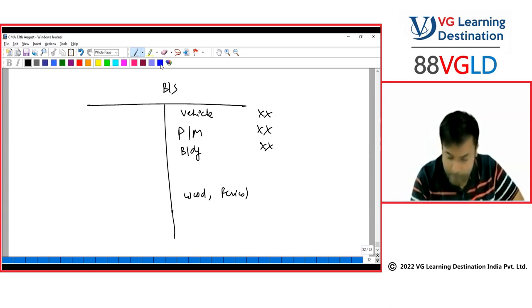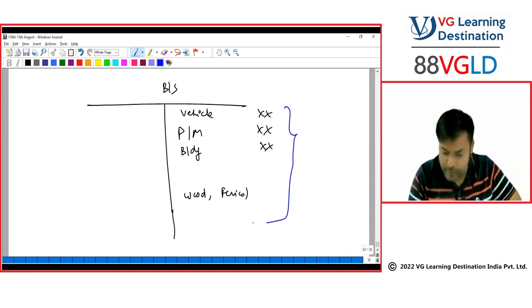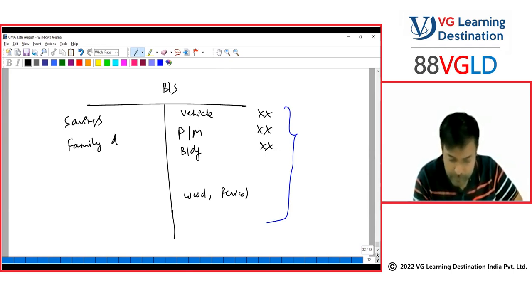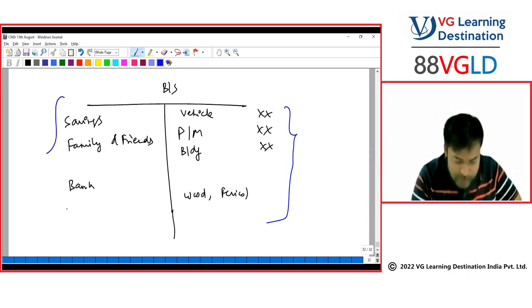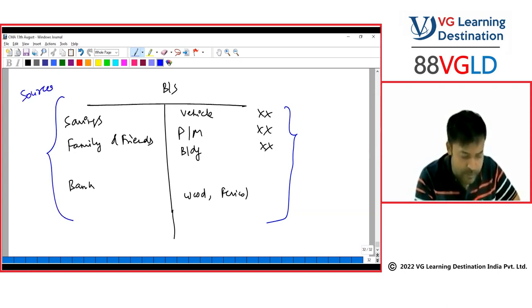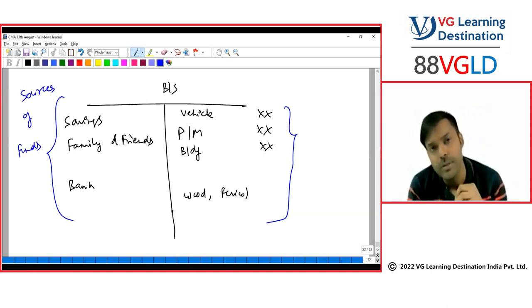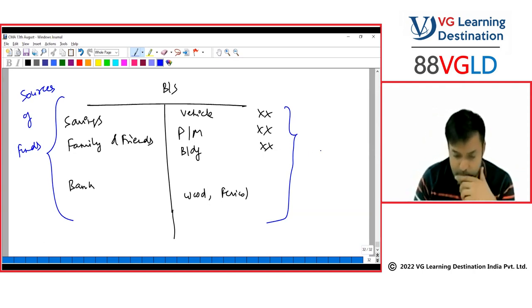Correct. But from where are you going to get the money, guys? You will utilize your savings. You will take the money from your family and friends. If nothing works out, you go to the bank and take a loan also. Correct. This side is known as sources of funds. That means how you are going to source the money, how you're going to source the funds. What is this side called, guys? Application, right? Application of funds in that case.